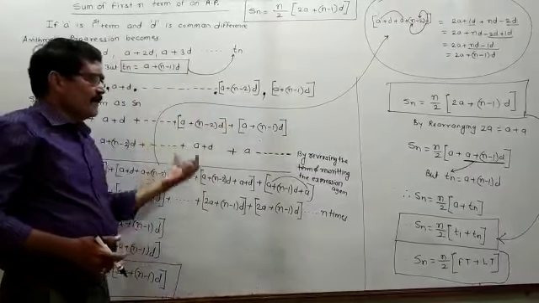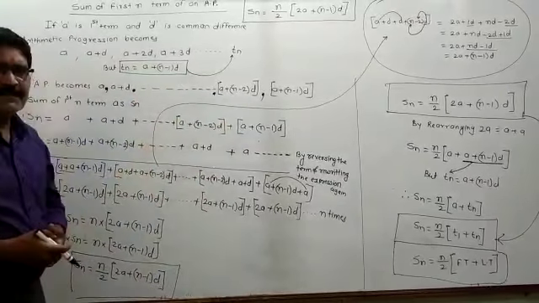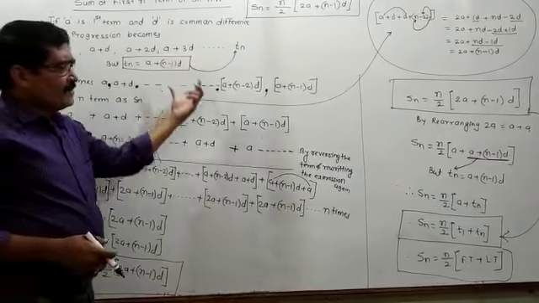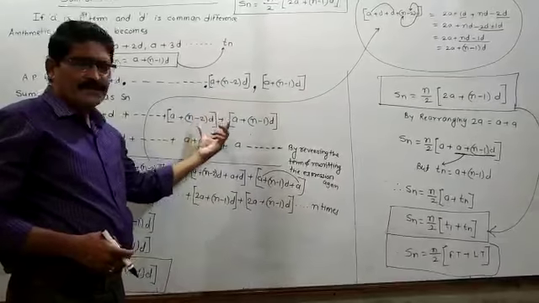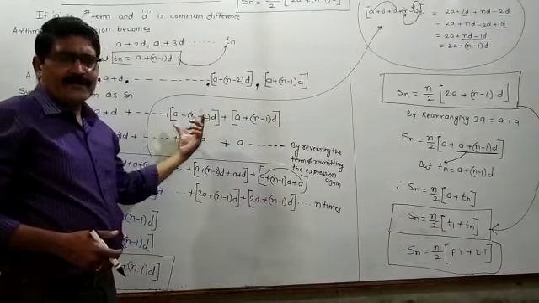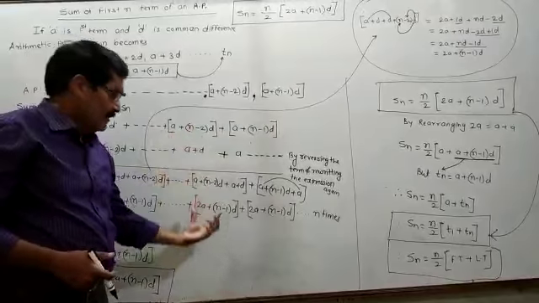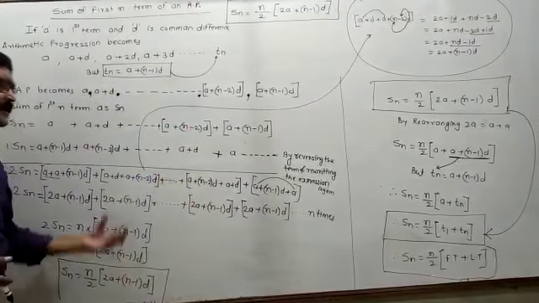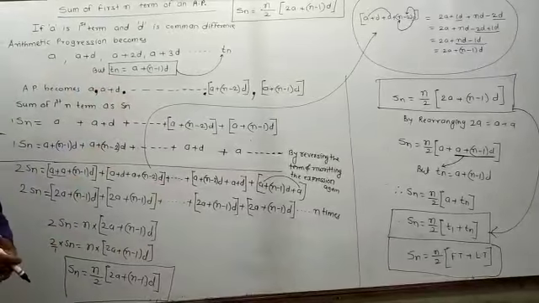How to prove this formula, these steps will not be asked in the exam, but for your convenience and for understanding, I gave the steps. You have to concentrate over these steps, try to understand each and everything, and learn this formula: Sn is equal to n upon 2 into 2a plus n minus 1 into d. All these things you have to write in the notebook.